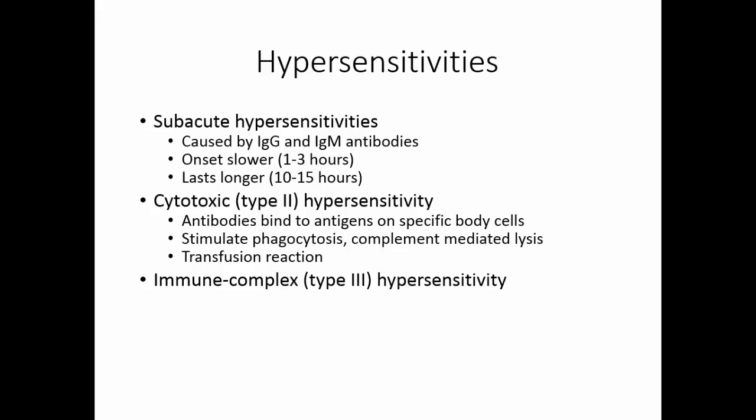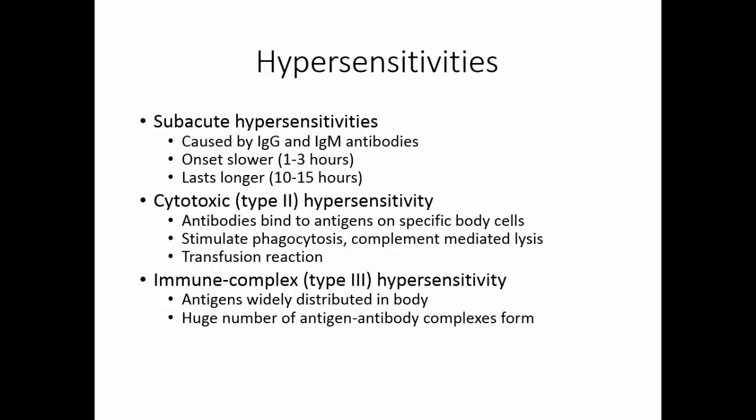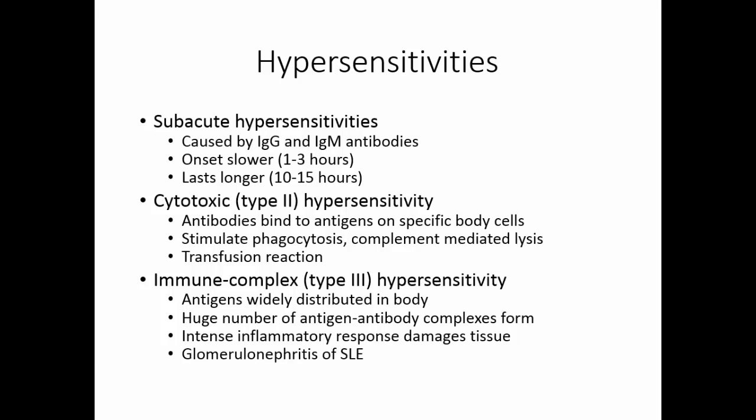Immune complex hypersensitivity, or type 3 hypersensitivity, occurs when antigens are widely distributed in the body. They're circulating. You get a huge number of antigen-antibody complexes that form. Typically, these should be taken out by the liver, but if they're not taken out fast enough, they cause an intense inflammatory response because these antigen-antibody complexes can trigger complement fixation. Now, lots of body tissues are damaged because of this massive inflammation. The glomerulonephritis of systemic lupus erythematosus is an example of a type 3 hypersensitivity.